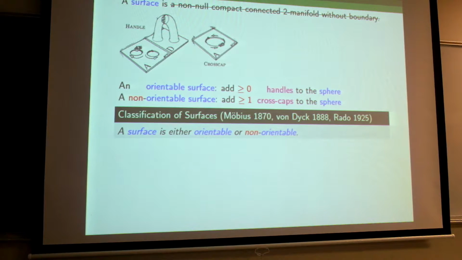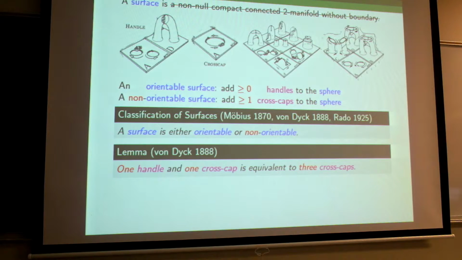But what's actually happening here is that 1 handle and 1 crosscap is equivalent to 3 crosscaps. And this is from George Francis's picture book, where he actually explains topology through pictures. He says if you start with a handle and a crosscap, then you can deform these figures and actually end up with 3 crosscaps. So what does this theorem or lemma by von Dyck say? He's saying if you have 1 handle and 1 crosscap, then you have 3 crosscaps.